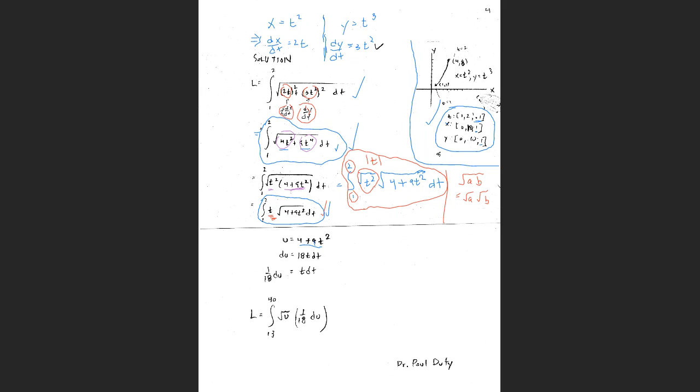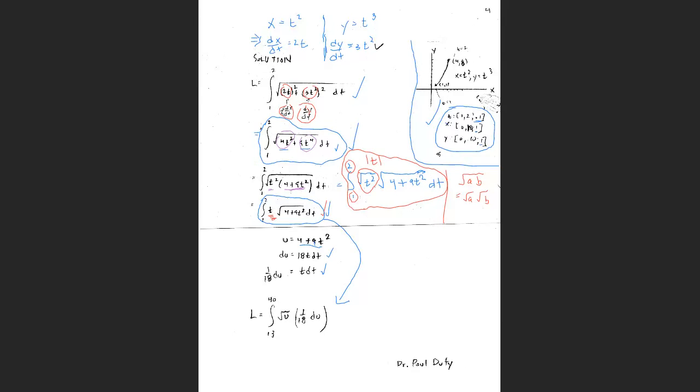Let u equal 4 plus 9t squared. Then du will be 18t dt. And so 1/18 du is t dt. And so now your integral with respect to t becomes this new integral with respect to u.